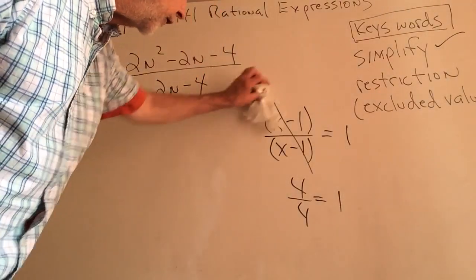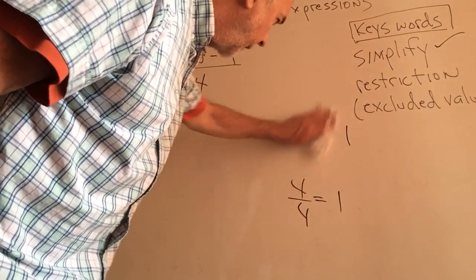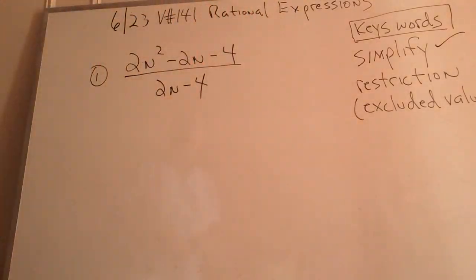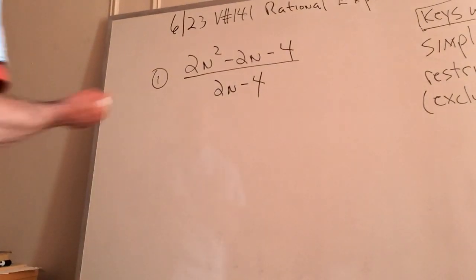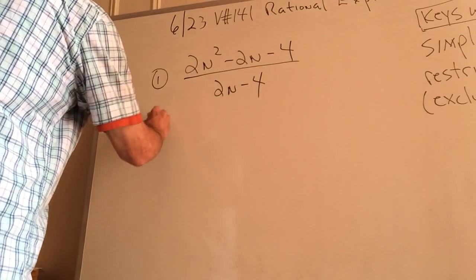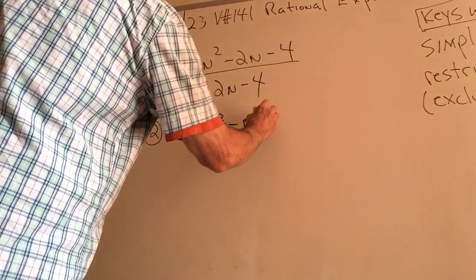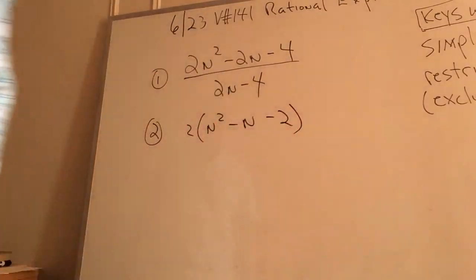You're looking to cancel identical polynomials, if you like. Usually they're just binomials. So what can we factor out of this? We go back to this. Well, anybody can see who's been doing the work that the 2 factors out easily. So there's n, and there's minus 2.